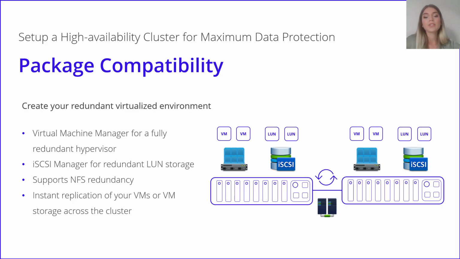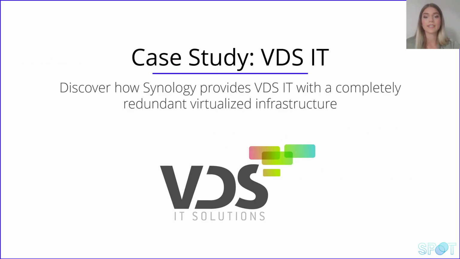And what is interesting, you can not only run all these packages on SHA cluster individually, but also run multiple packages at the same time on your redundant cluster. So you can have both some redundant VMs on VMM and have some iSCSI LANs that are also redundant. And to show you how to set this up in real life, we have another case study with another customer, VDS IT Solutions, an IT server provider.